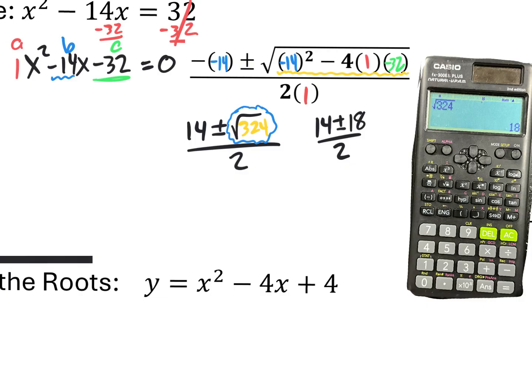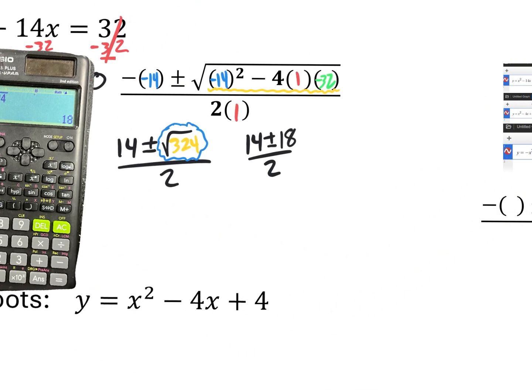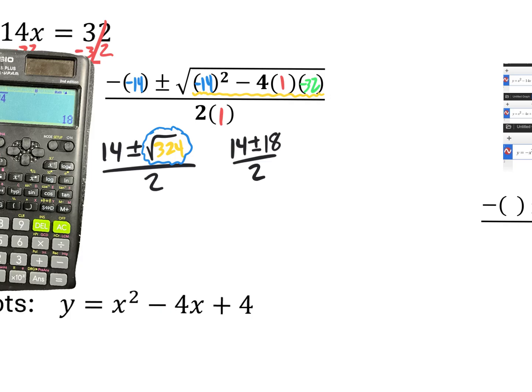Now that plus or minus produces 2 answers, okay? So what do I mean by that? You got to do both. You got to do the 14 plus 18 divided by 2, and you also have to do the 14 minus 18 divided by 2. The plus or minus means that both have to happen, 14 plus 18 and 14 minus 18. And if you do both of those, you're actually going to get 2 answers.